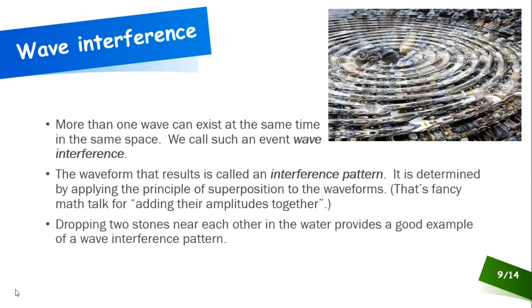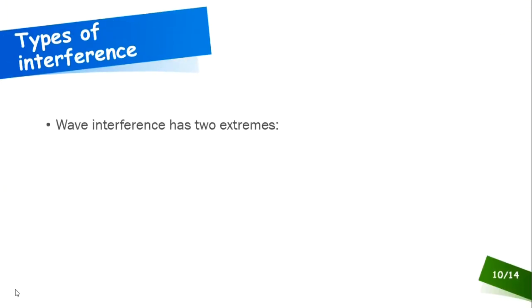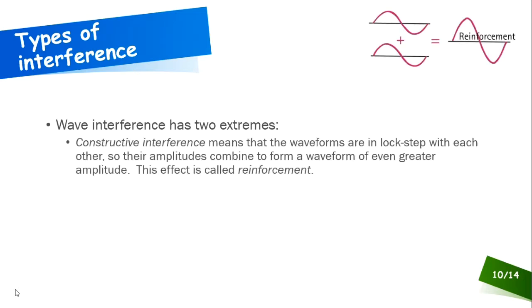So we've all seen this. If you've ever dropped two or more stones near each other in the water, it provides a good example of a wave interference pattern. Now, wave interference has two extremes to it. On the one hand, you could have what's called constructive interference. This means that your waveforms are in lockstep with each other, and so the amplitudes are going to combine to form a resultant wave with even greater amplitude. And it's an effect called reinforcement.